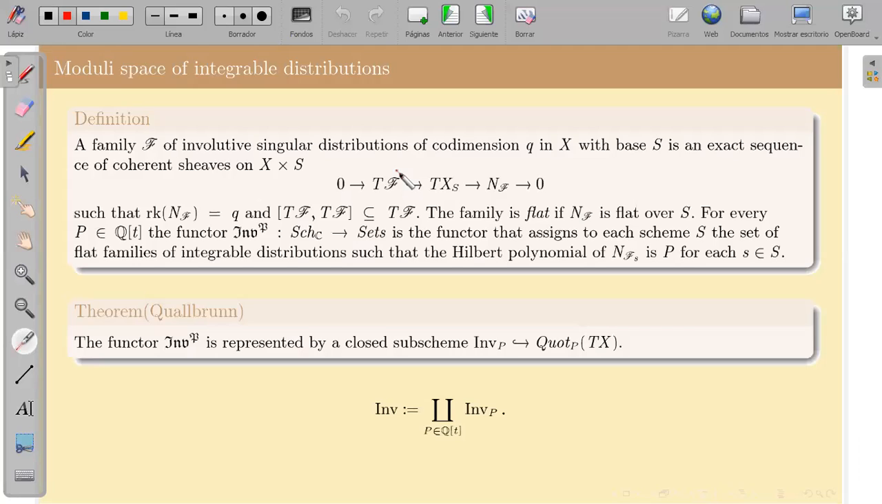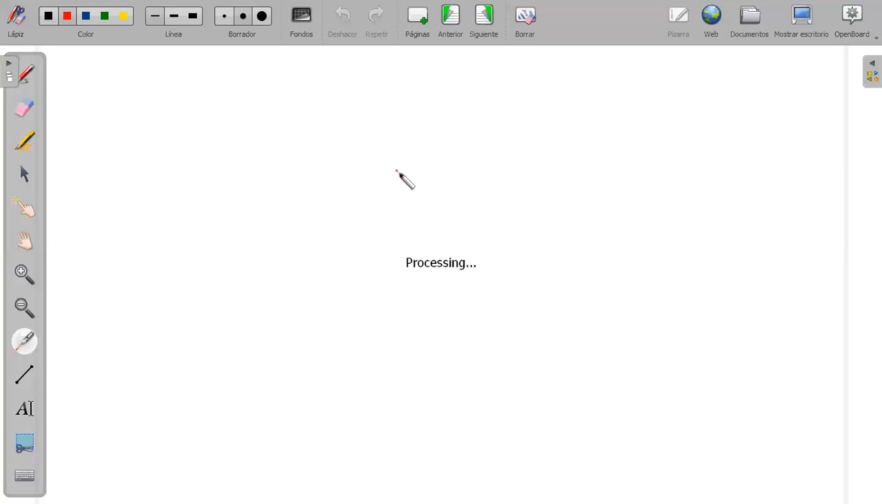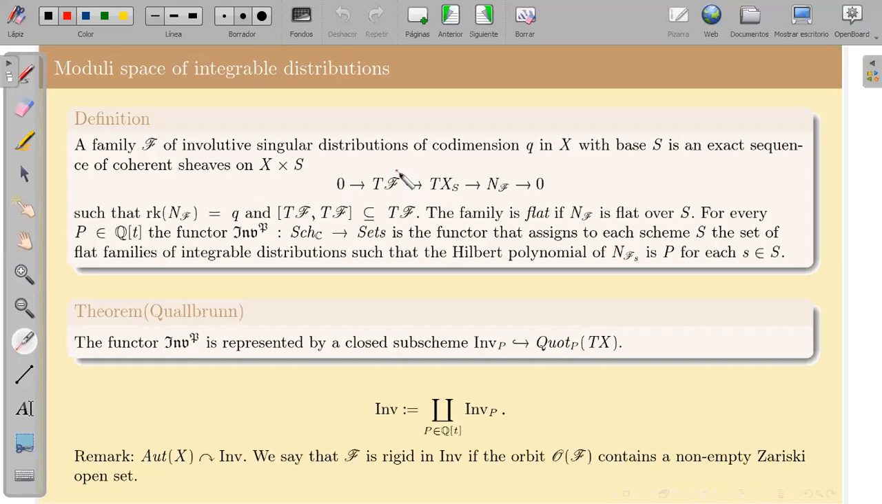And just a quick reminder and observation: since the automorphism group of X acts on the Quot scheme and sends involutive distributions to involutive distributions, it also acts on our moduli space by change of coordinates. We will say that an element is rigid if its orbit by the automorphism group of X contains a non-empty Zariski open.